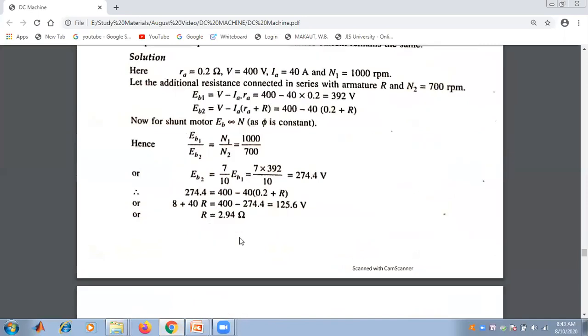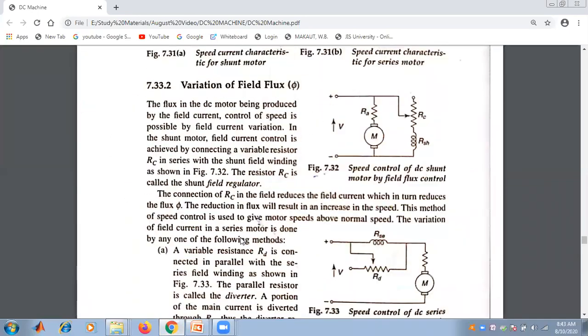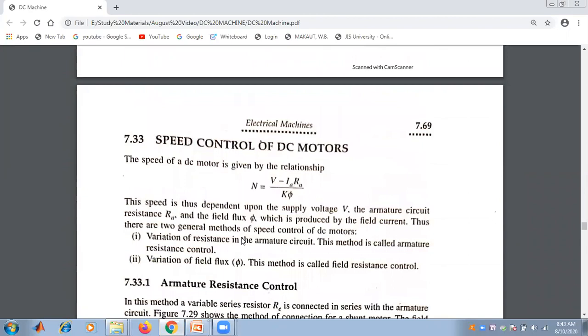So we are starting with speed control of DC motors. The speed of a DC motor is given by the relation: speed N equals (V minus Ia Ra) by K phi. The speed is dependent upon the supply voltage V, armature resistance Ra, and the field flux phi, which is produced by the field current.